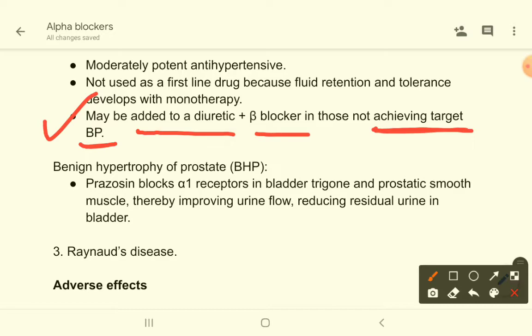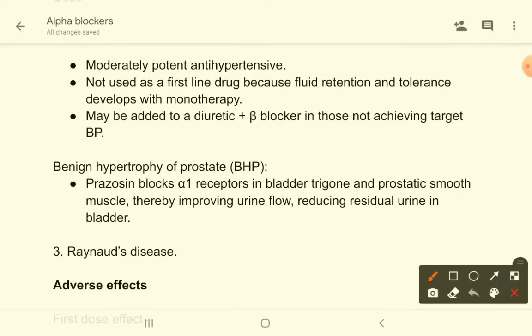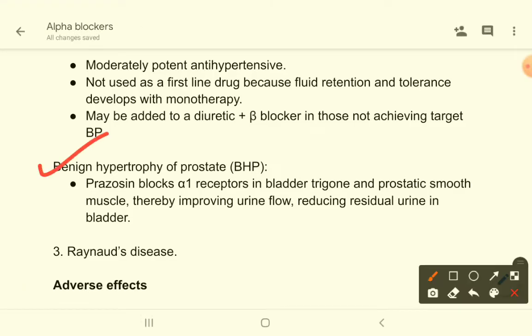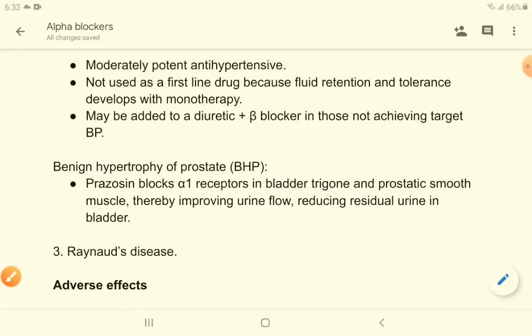Now it can be used in another condition which is called benign hypertrophy of prostate, or BHP or BPH, whatever you call it. So prazosin blocks the alpha 1 receptors in bladder trigone and prostatic smooth muscle, thereby improving urine flow, reducing residual urine in bladder. And it can also be used in Raynaud's disease.